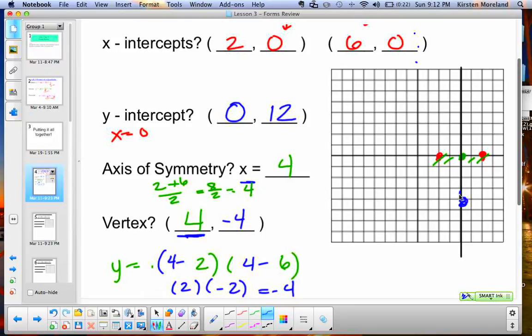Which makes sense because my y-intercept's way up there. I'm not going to even try to do that. We saw how bad my graphs were on the last one. That one's not too bad.